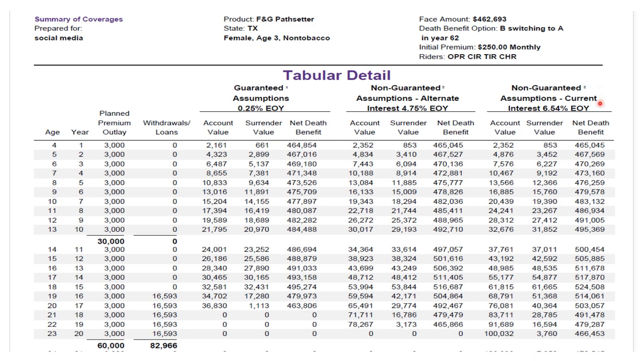And the net death benefit is how much of a death benefit your child will receive when she unfortunately passes away. So this column right here is what we will pay attention to.